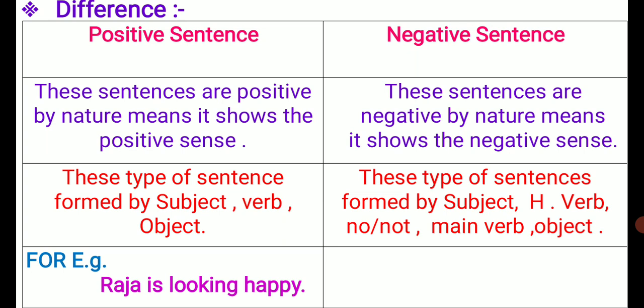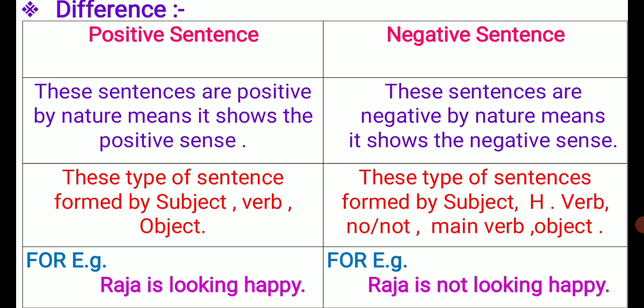Let's see the example. For example, "Raja is looking happy" is the positive sentence. It is positive by nature. It is a simple sentence, so we can say that this is a positive sentence. Now let's see the example of a negative sentence. "Raja is not looking happy" is the opposite.